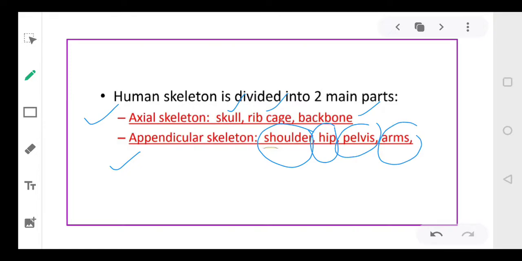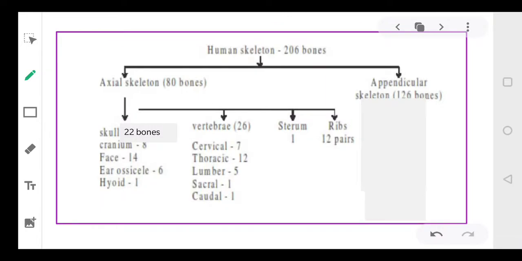Now let's start with the axial skeleton. Now this is a flow chart. Before we go further, let's study this flow chart. So in total we have 206 bones. Now these 206 bones we can divide into axial skeleton as well as appendicular skeleton. So axial skeleton is constituted of 80 bones. How many bones are there in axial skeleton? 80 bones, while your appendicular skeleton constitutes 126 bones, and together they make up 206 bones.